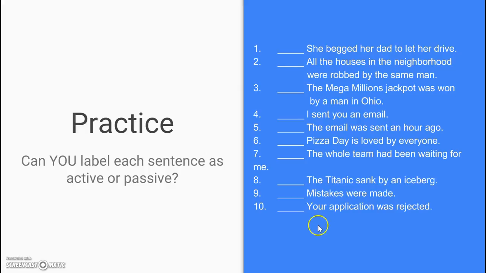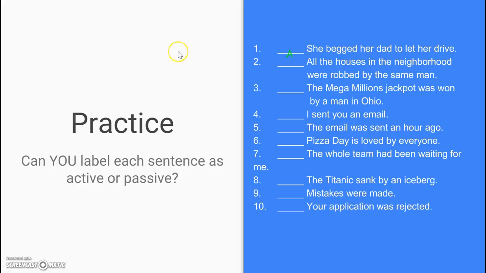In each sentence, I'd like you to read it and try to identify each one as either active or passive. We're going to try to label them all. Number 1, she begged her dad to let her drive. She is the subject doing the action of begging, so this is active.